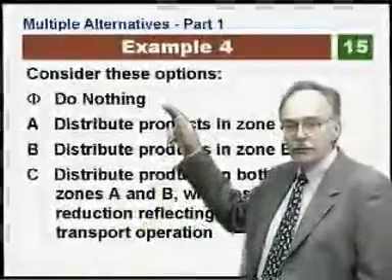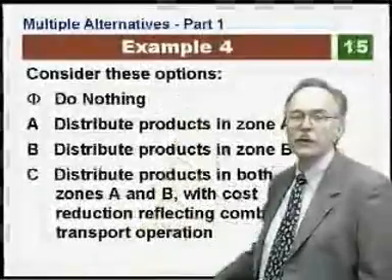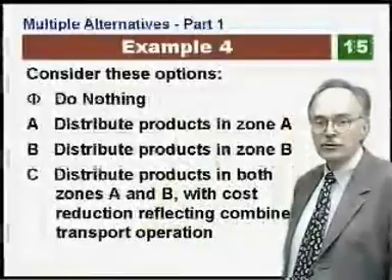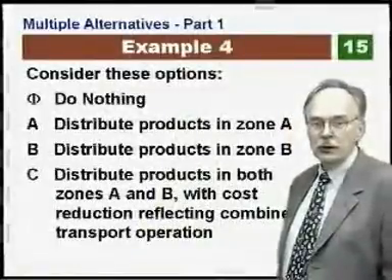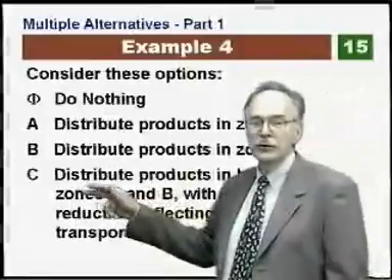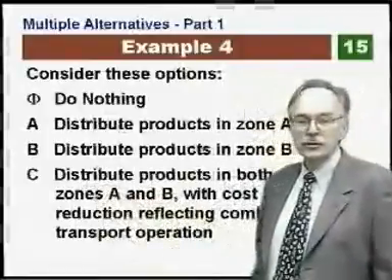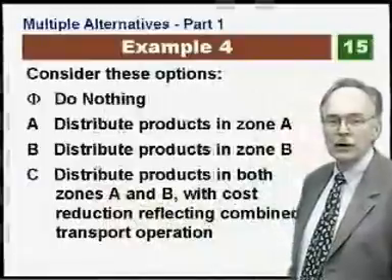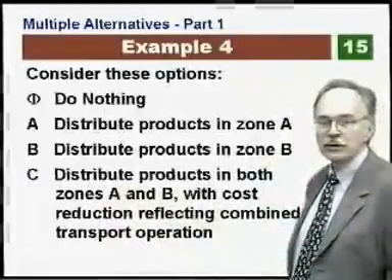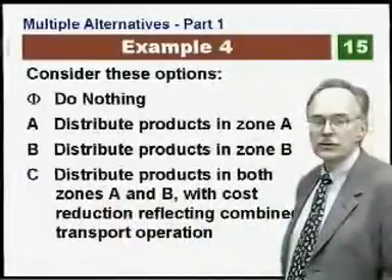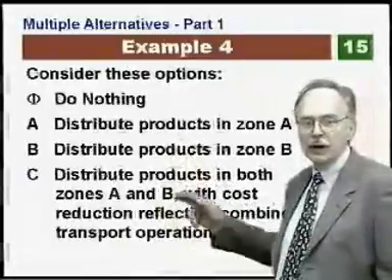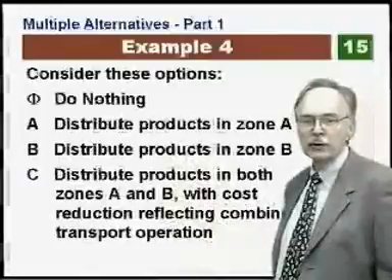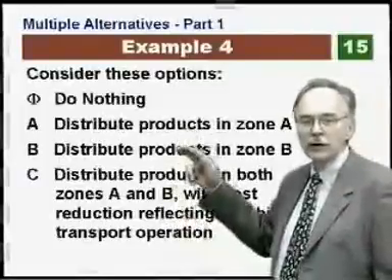Of course, the do-nothing alternative, represented by the symbol phi. Alternative A, distribute only in Zone A. Alternative B, distribute only in Zone B. And then we would have to define a new alternative, C, which is the combination of distributing in both A and B, but reflecting some reduction in transport costs. So we say that then A and B are complementary because the combined worth of C would be greater than the sum of the worth of A and B.